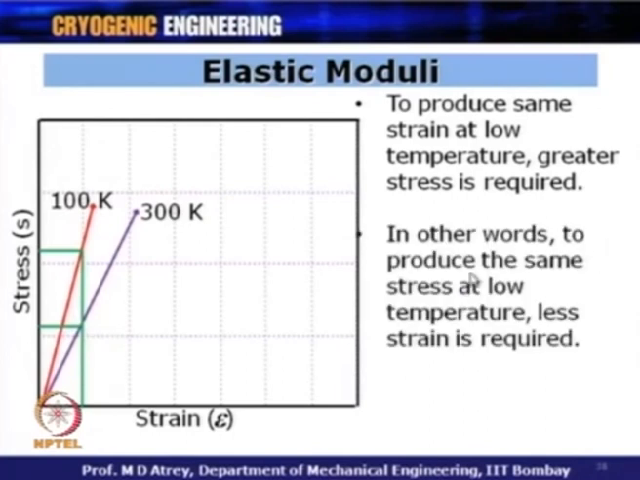In other words, to produce the same stress at low temperature, less strain is required. I can go in a reverse way now. If I want to have the same stress, I will get less strain at 100 Kelvin and more strain at 300 Kelvin. So, my stress upon strain at lower temperature will be different than stress upon strain at higher temperatures.